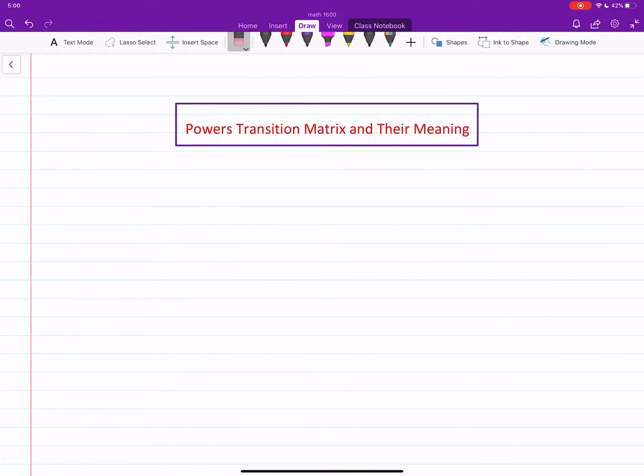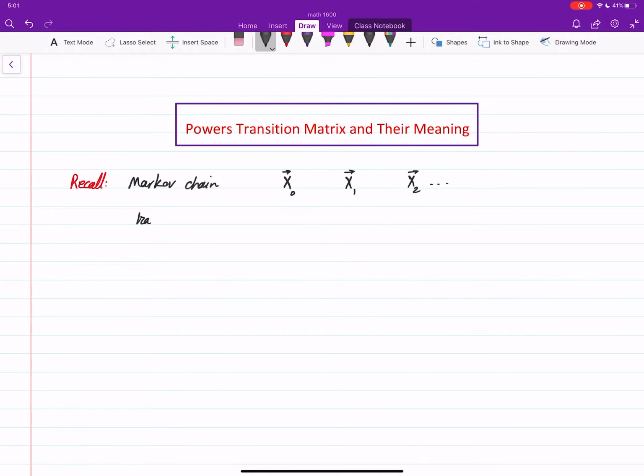Hi, in this video we will see how powers of the transition matrix naturally appear in the computations of Markov chains and what the meanings of the components of these powers are. Well, recall first that the Markov chain version we are working with is discrete, so it will have a sequence of state vectors: the initial one x0, then the first one, second one, and so on.